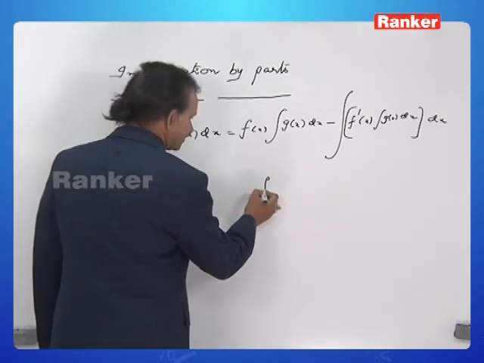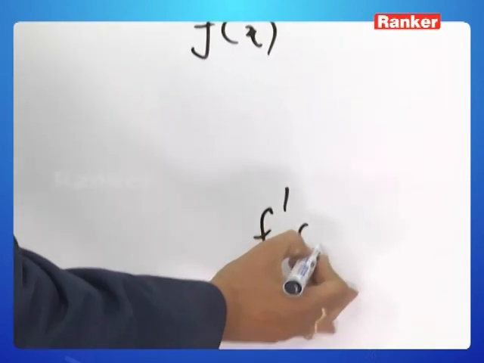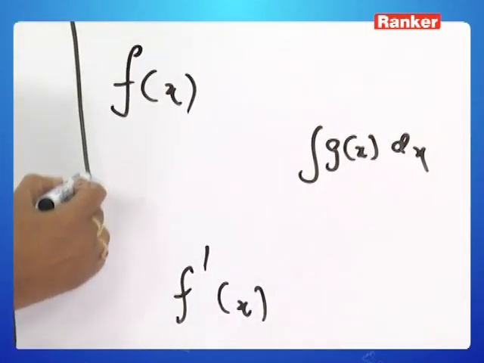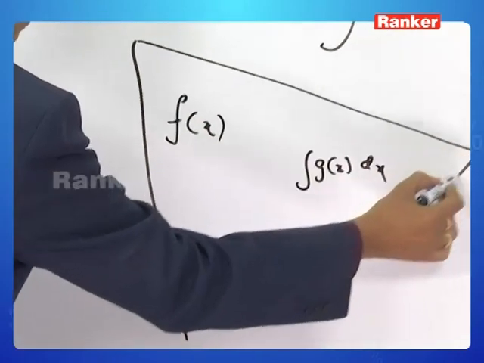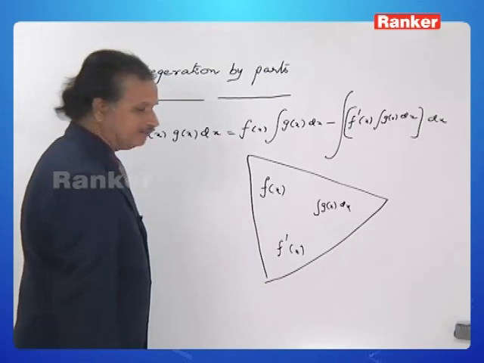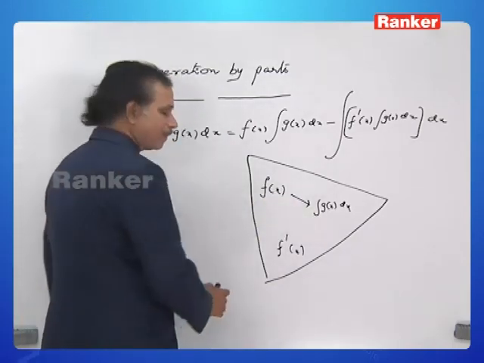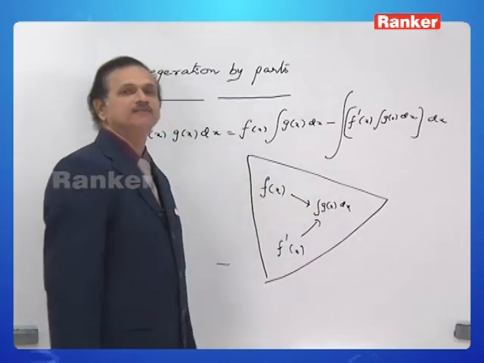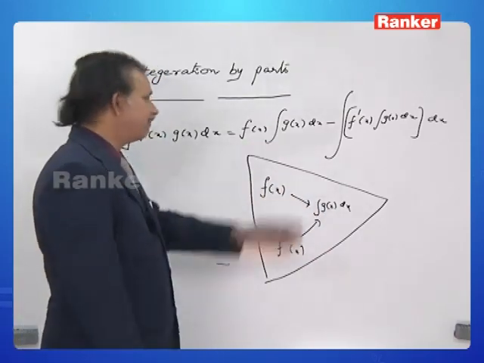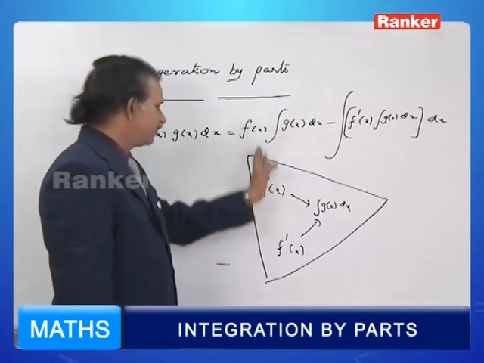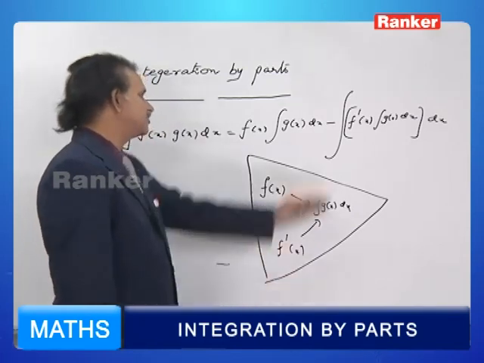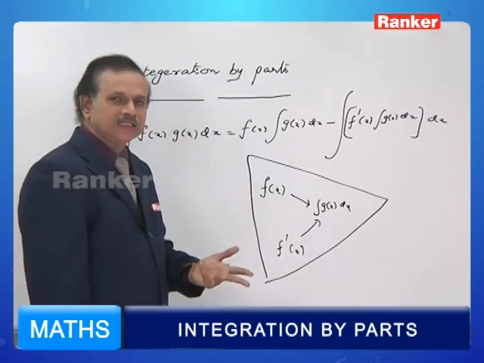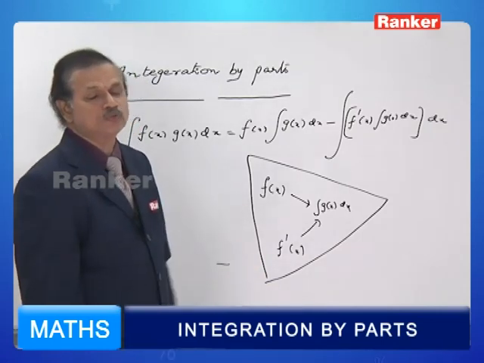Look here: f of x, f dash x, integral g of x. Let a triangle be formed with this. To remember this formula, f of x into the integral of g of x dx, minus the integral of f dash x into the integral of g of x dx. This product minus the integral of this product. You can verify, it's easy. And we feel it easier if we apply this for two or more problems.